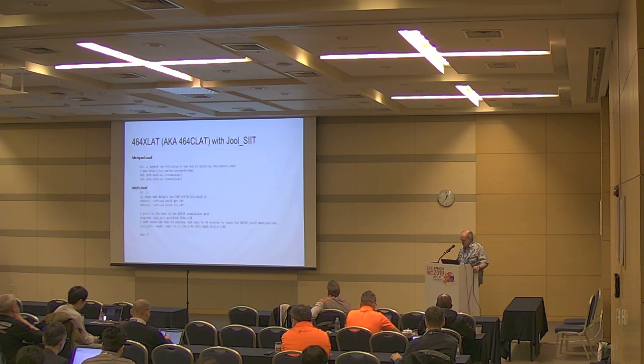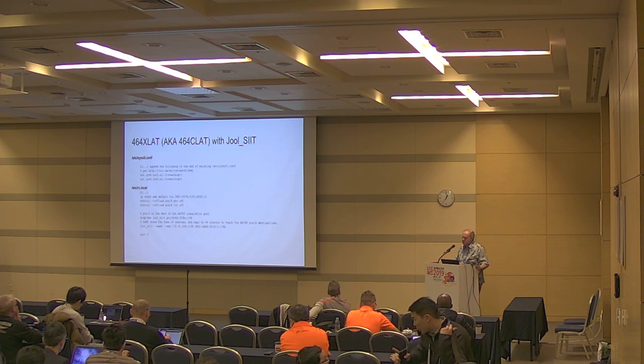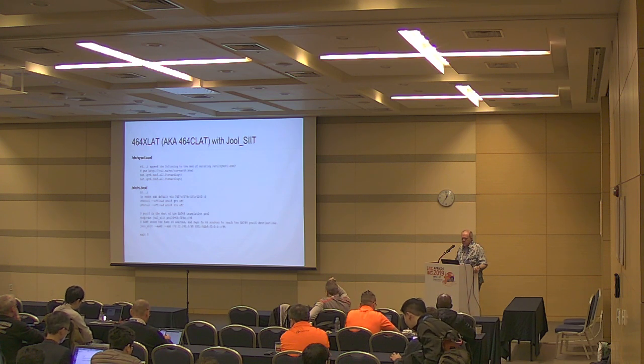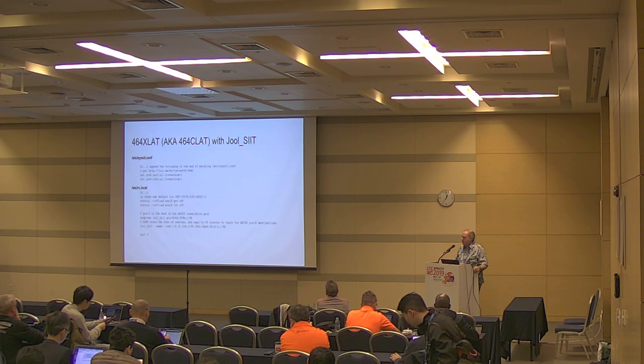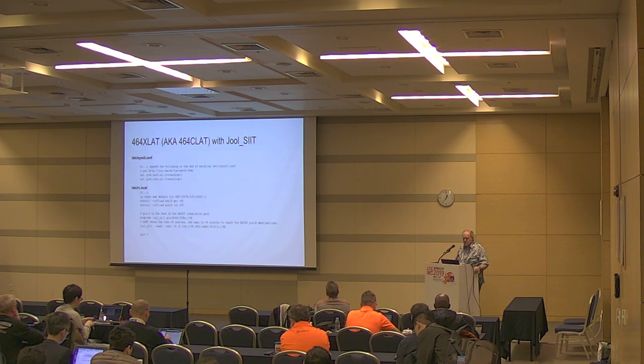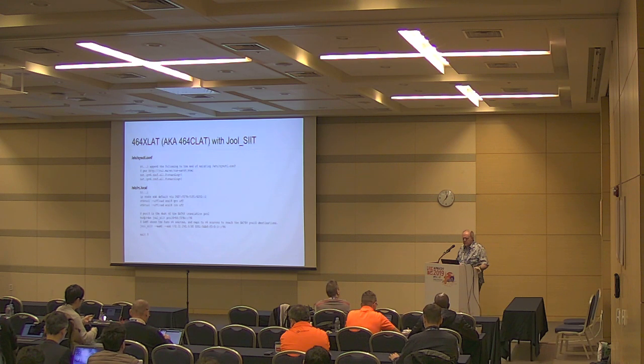Moving on to the next piece, which is the CLAT bit with the Jool SIIT module, which is a separate module from the Jool module. And SIIT is really just a simpler version of the same thing as NAT64. So in sysctl.conf, you turn on V6 and V4 forwarding, in rc.local, turn off offloading, start the module, and then you set up fake V4 sources and maps to the V6 source.